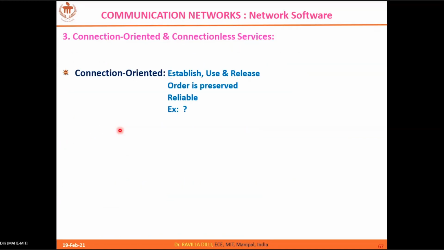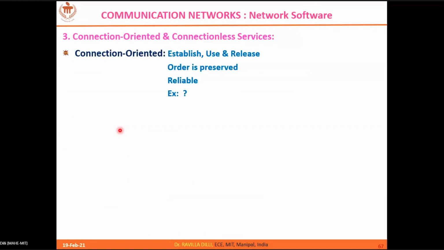Okay, next one is connection oriented services and connectionless services. In connection oriented services, before transmitting your data, the sender has to establish a link with the receiver. After establishing the link, you can transfer the data. After transferring the data, you have to terminate the connection. So connection establishment, data transfer, connection release: these are the three phases of communication between a sender and a receiver.